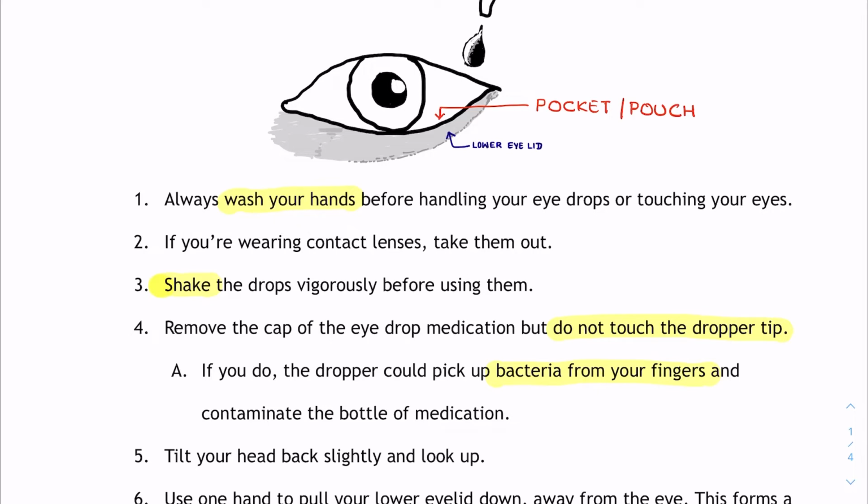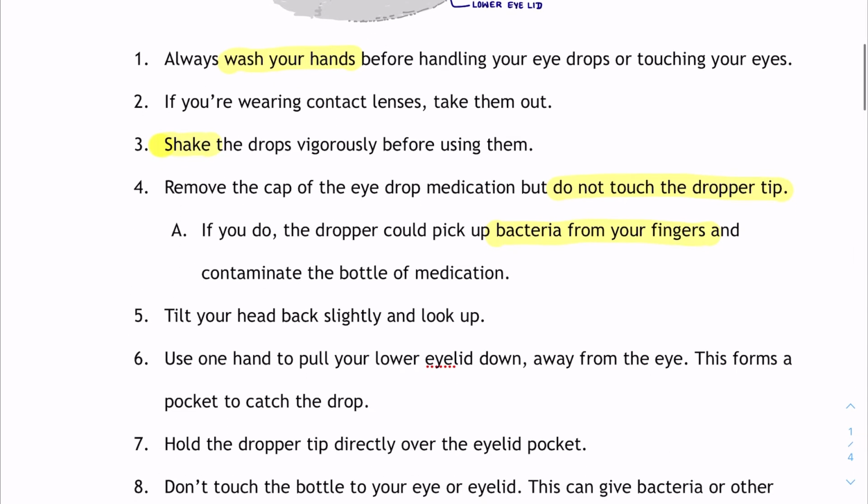So the next step is the fifth one, that is you need to ask the patient or individual to tilt the head back slightly and look up. Please remember, the head should be tilted back slightly and look up.